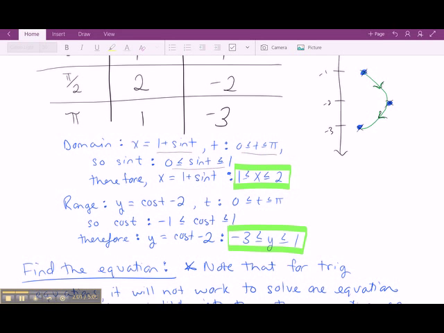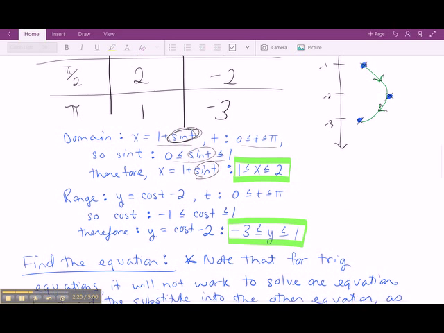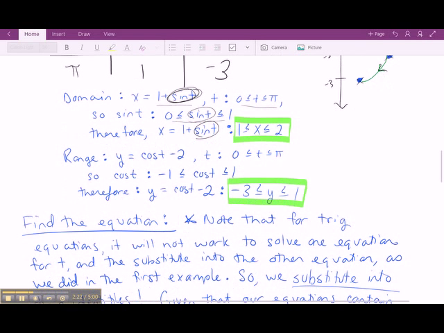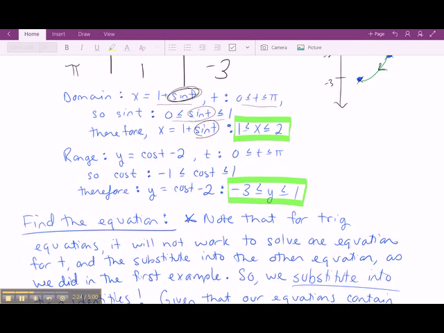So if sine t, this value right here, is always between 0 and 1, that means that 1 plus sine t, if you take 1 plus 0, that gives you 1. 1 plus 1 is 2. That means that 1 plus sine t, which is x, is always going to be between 1 and 2. Okay, and then you do the same thing for y. Well, if y equals cosine of t, and again we're stuck between 0 and pi, cosine is always between negative 1 and 1.